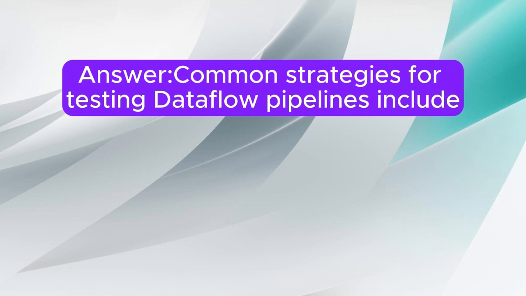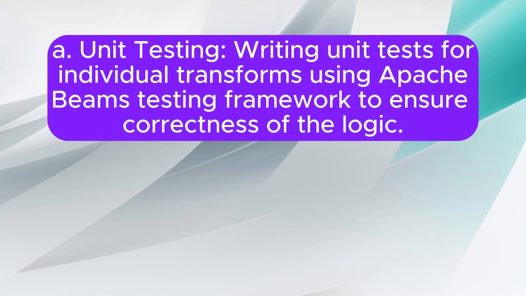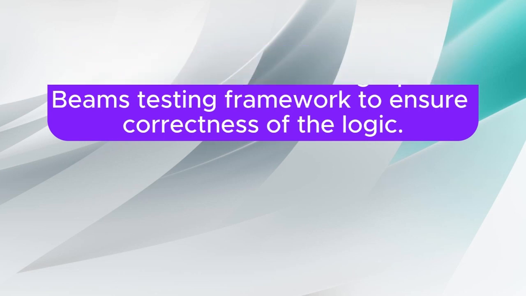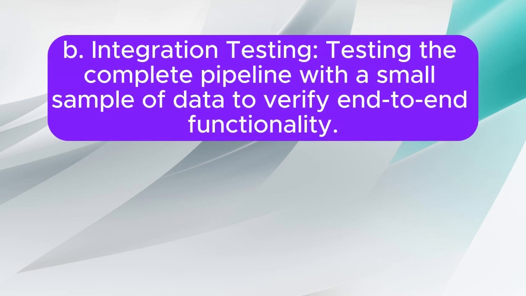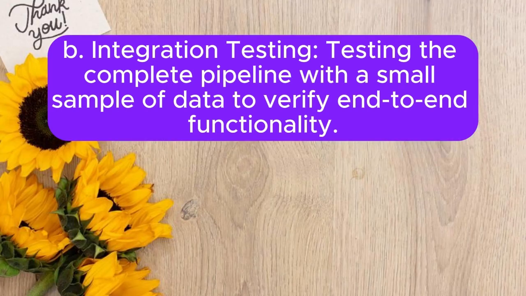29. What are the common strategies for testing Dataflow pipelines? Answer: common strategies for testing Dataflow pipelines include A. Unit tests for individual transforms using Apache Beam's testing framework to ensure correctness of the logic. B. Integration testing, testing the complete pipeline with a small sample of data to verify end-to-end functionality.